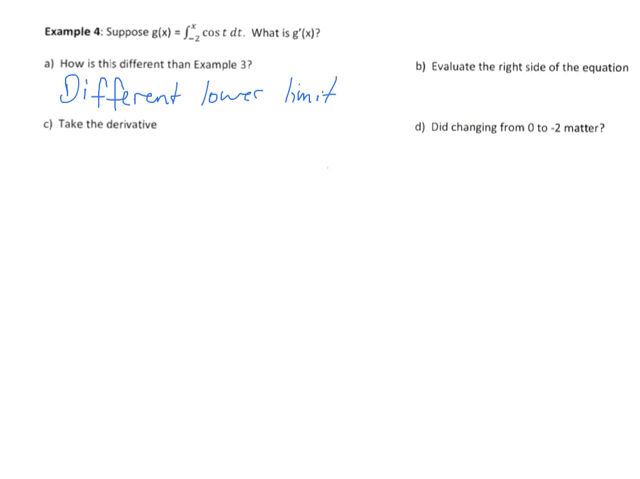In example 4, same basic idea, but we now have a different lower limit. So again, I want to evaluate the right side of that equation. I want to evaluate what this thing is. So again, the antiderivative of cosine is sine. I'd have a sine of x minus sine of negative 2, which is not very easy to undo, the sine of negative 2. Just kind of have to leave it like that.